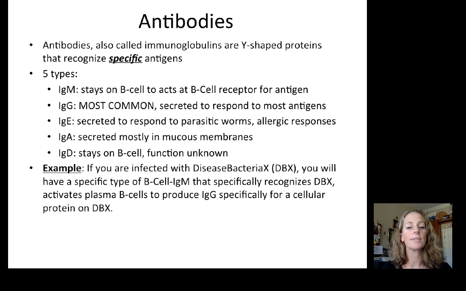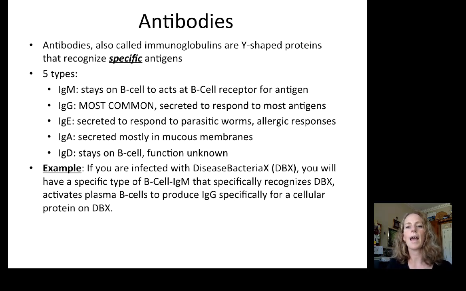There are 5 types of antibodies that are created in the body. The most common is IgG. IgG will be secreted to respond to most antigens. So for example, you're infected with disease bacteria X, I totally made this up, DBX. You will have a specific type of B cell that specifically recognizes DBX. That will activate plasma B cells to produce the IgG specifically for a cellular protein on DBX.